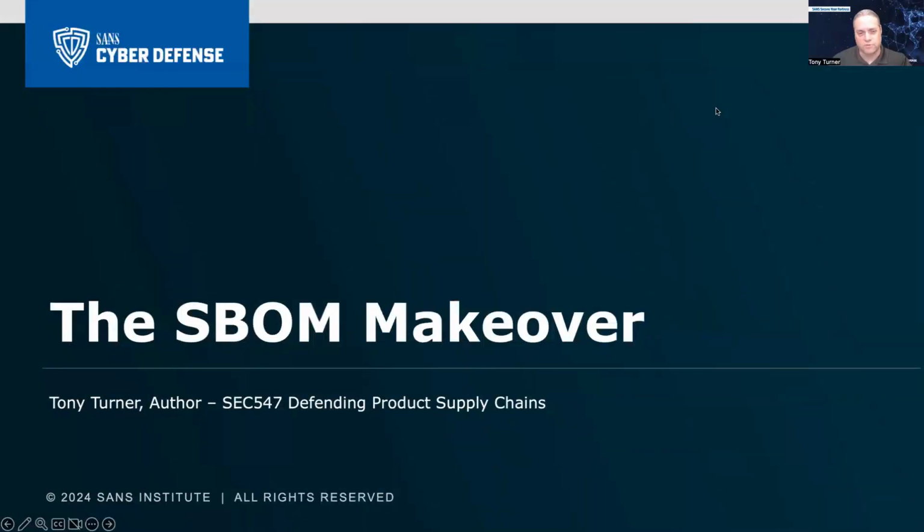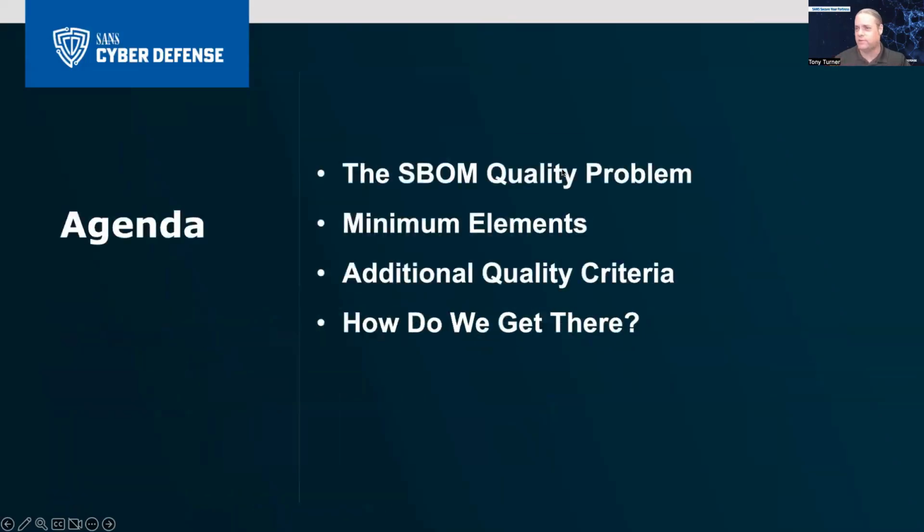The topic of a software bill of materials is super exciting to a lot of people when they start getting into these supply chain topics. And it's certainly one of the most interesting topics that we cover in SEC547, Defending Product Supply Chains. I want to get really deep into the topic of data quality as it relates to SBOMs. We're going to talk a little bit about why quality is so important and what the problems are that we see with data quality with SBOMs.